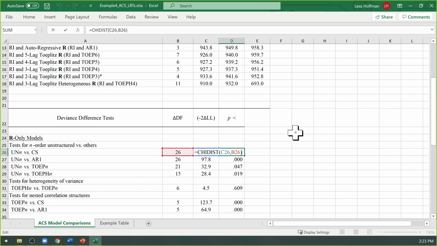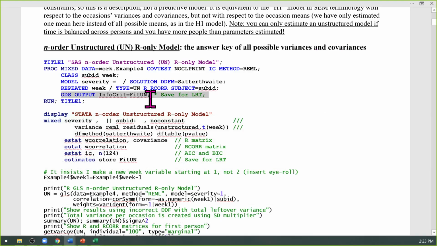Stata has a routine for this, it's called LR test, and R has a routine for this that's called ANOVA. So you can use Excel if you want to, or you can use my little macro program, and it takes as input the data sets that contain the fit statistics across models. So that's what's being saved here.